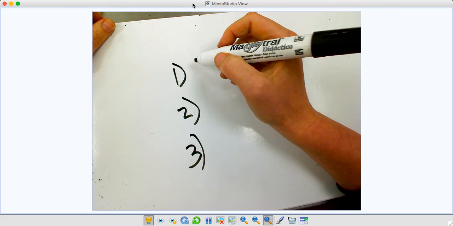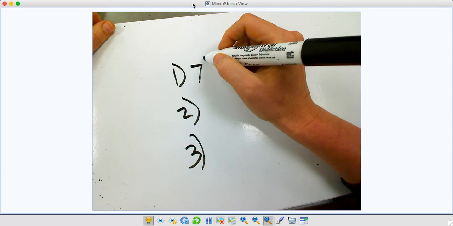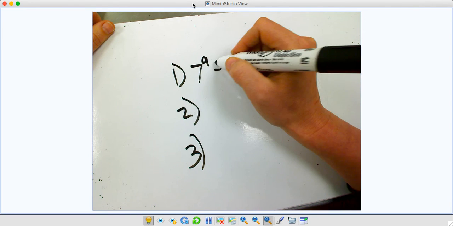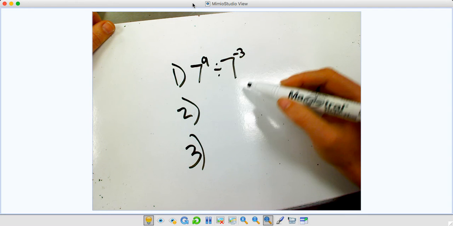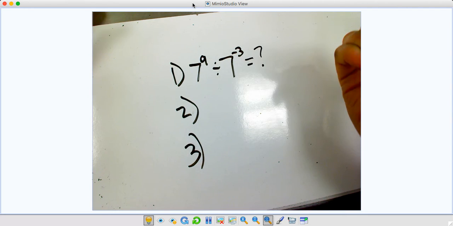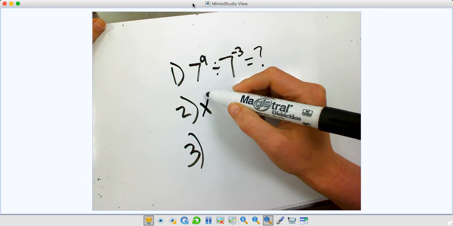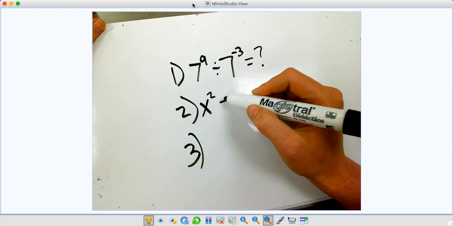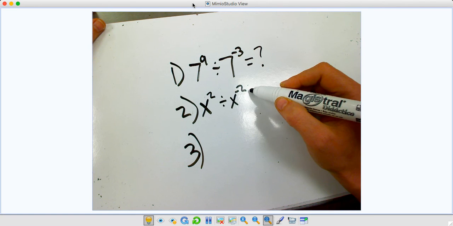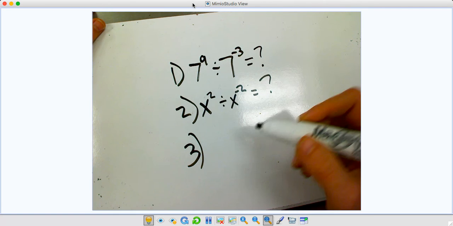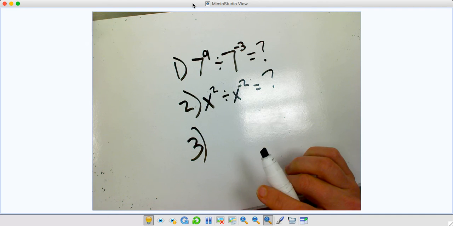So the first one, I have 7 to the 9th power divided by 7 to the negative 3rd power equals, who knows, you know? Now I have x to the 2nd power divided by x to the negative 2nd power equals, who knows. Now I'm going to do something a little bit different.